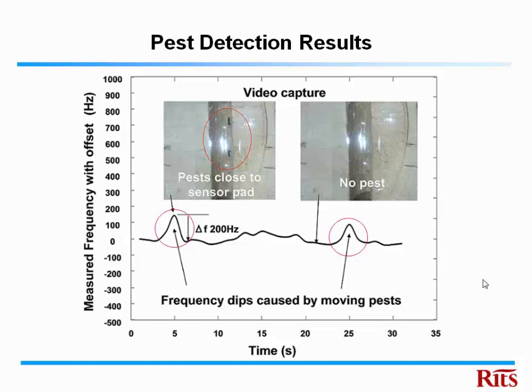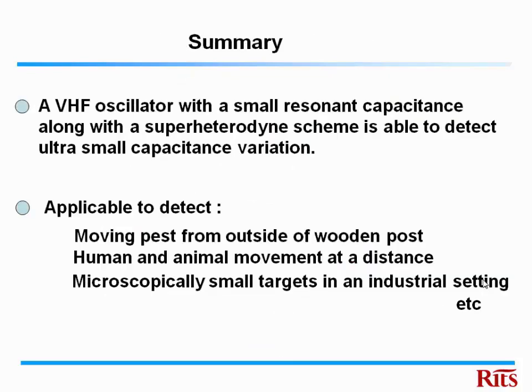So that means we can successfully detect the movement of pests inside the wood from the outside without applying any physical process to the material. Okay, summary. A VHF oscillator with a small resonant capacitance can detect very small capacitance, which is applicable for pest detection.